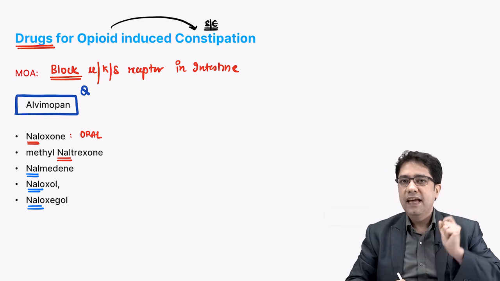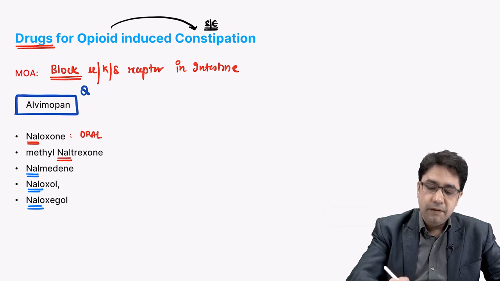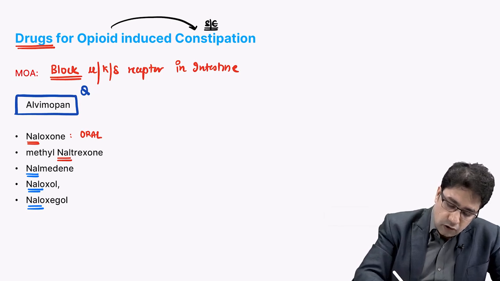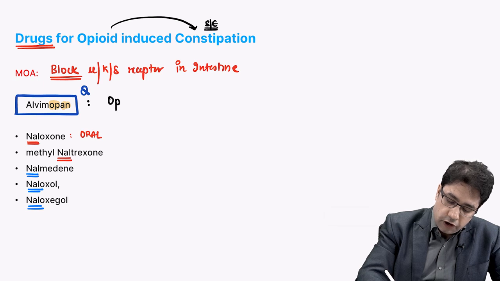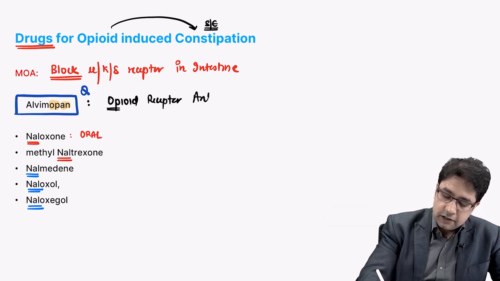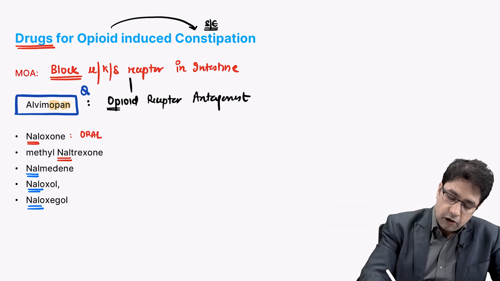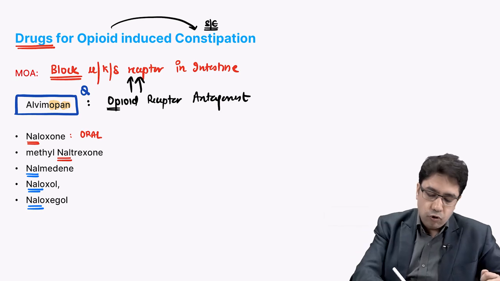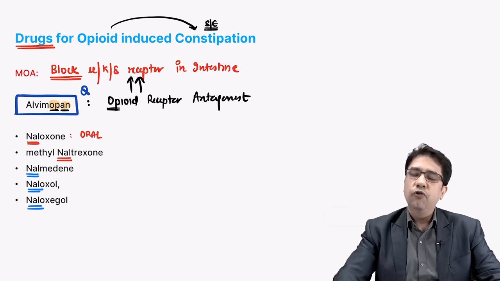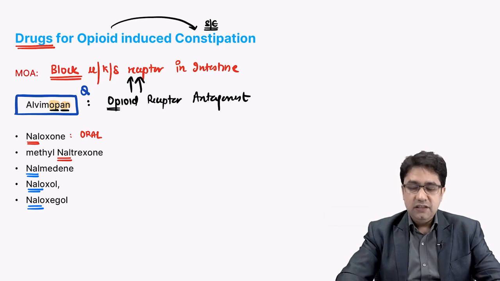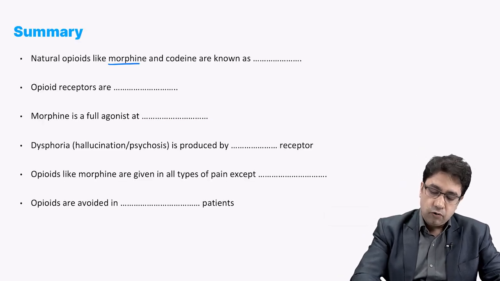And this question came: alvimopan. How can we remember alvimopan? Very simple. The OPAN word is coming. Alvimopan is an opioid receptor antagonist. It means it blocks the mu, kappa and delta receptors. The OPAN word is coming. So this drug has been specifically made to treat opioid-induced constipation. So this finishes opioids. Let's make a summary. So natural opioids like morphine and codeine are also known as opiates.